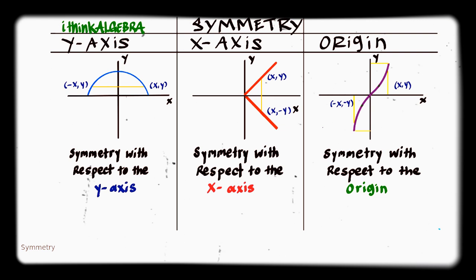Now I have three graphs here. The first graph is symmetric to the y-axis. So if I were to fold it, it would match up perfectly. It would be like a mirror image. Symmetry is a mirror image of one side of the graph with the other side of the graph. So each side is the mirror image of the other. So when it's symmetric to the y-axis, we know that it's an even function.